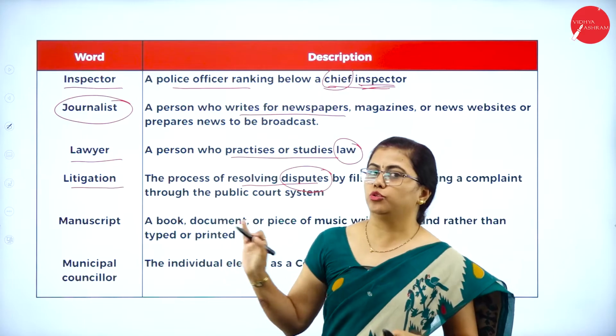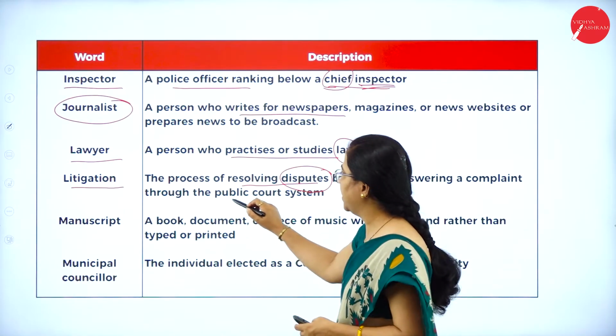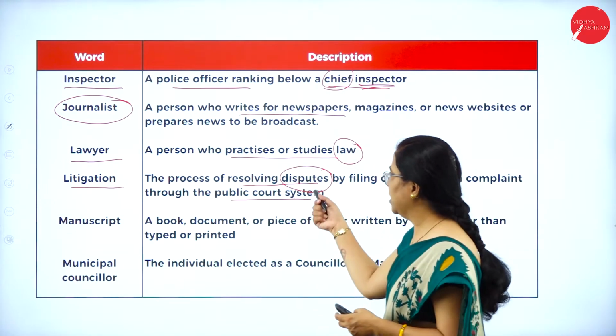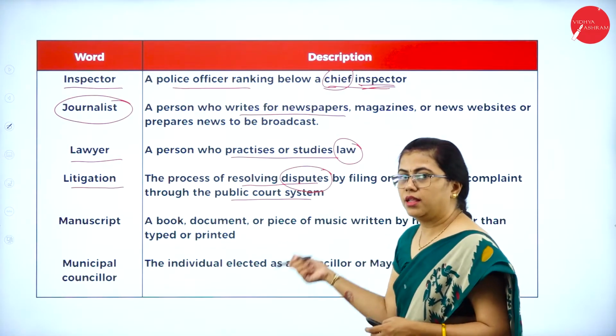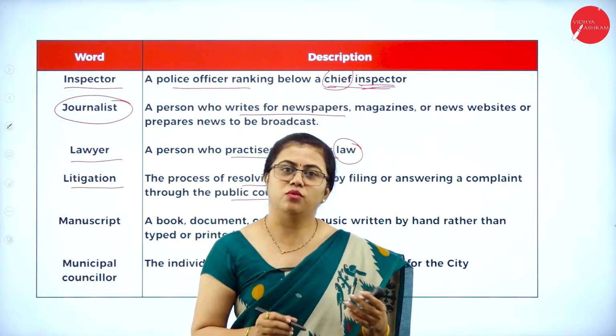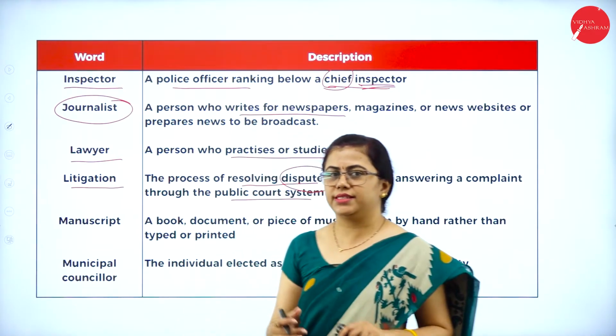litigation happens only through court. Okay, this litigation solving this will happen only through this court system. So any disputes that are solved through the court is called as a litigation. So there was a litigation at court. Enough. That's a very simple sentence.